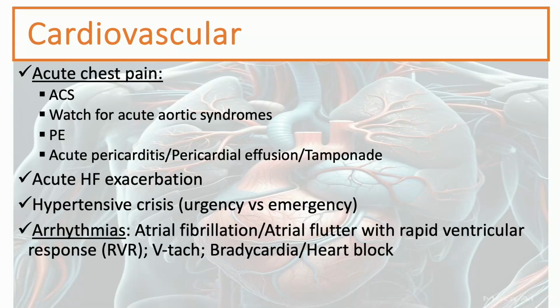Arrhythmias, atrial fibrillation is probably the most common one that you're going to see, and atrial flutter as well, especially if they have rapid ventricular response or RVR. VTAC, also very common. A patient on tele might have a sporadic episode of VTAC, so you need to know how to evaluate that and how to treat it if it becomes persistent and becomes an issue. Bradycardia and heart block, also very common. What to do, what are the different types of heart block, how to recognize them on the ECG, and how to manage them.